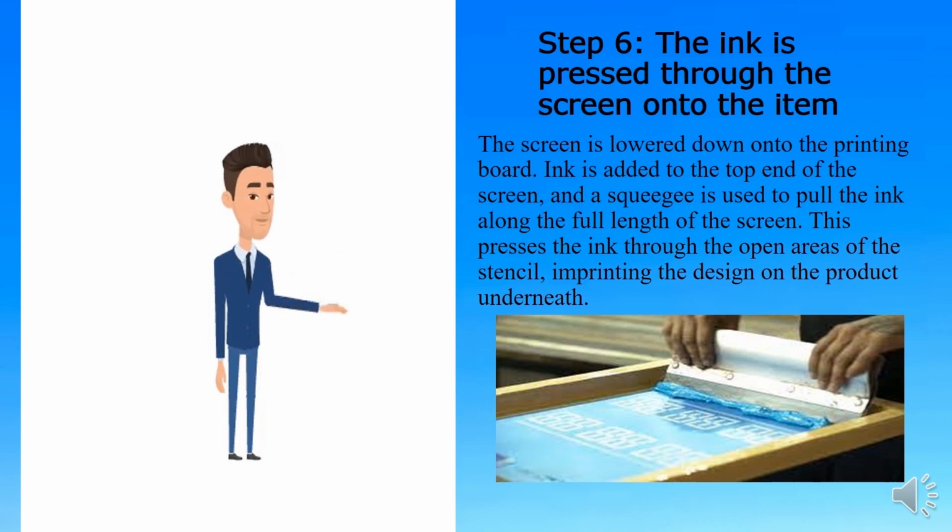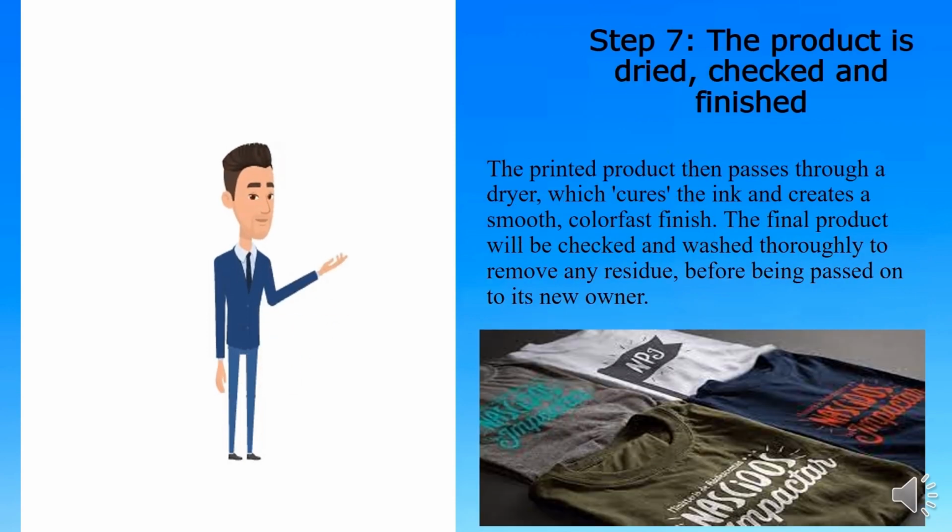Step number 6. The ink is pressed through the screen onto the item. The screen is lowered down onto the printing board. Ink is added to the top end of the screen, and the squeegee is used to pull the ink along the full length of the screen. This presses the ink through the open areas of the stencil, imprinting the design on the product underneath.